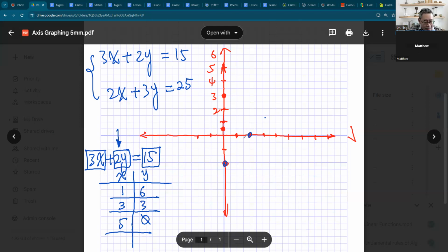We got 1, 6 here. We go up by 6: 1, 2, 3, 4, 5, 6. So it's there. And 3, 3: 1, 2, 3, then 1, 2, 3 will be that. 5, 0: 1, 2, 3, 4, 5, and 0. So that line is going to be like this.